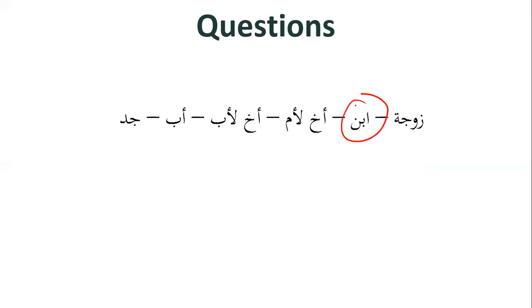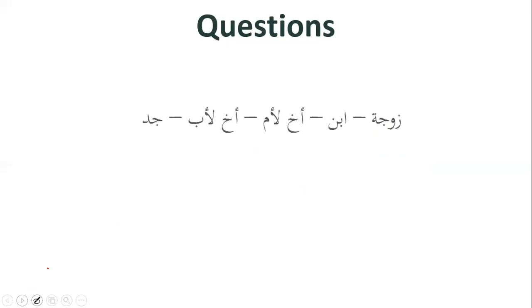In this question, because of the ibn, the zawja will receive 1/8. Akh li ummin will be mahjub. Ab will receive 1/6 because the ibn is present, and the jad will be mahjub because the ab is present. So in this question, the zawja will receive 1/8 because the ibn is present. Akh li ummin will be mahjub, and the jad will receive 1/6.